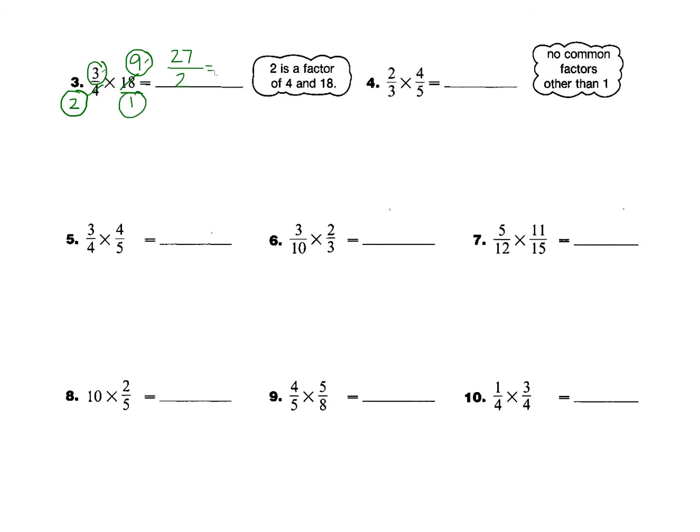This is an improper fraction, so we have to divide 27 by 2. 2 is able to divide 2 one time, which is 2. Bring down the 7. 2 is able to divide 7 3 times, which is 6. And that gives us a remainder of 1, which we record as 1 over 2. So our answer is 13 1/2.